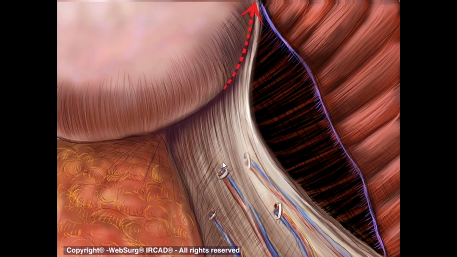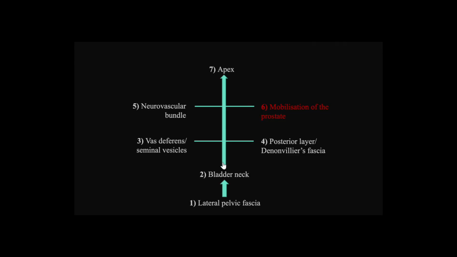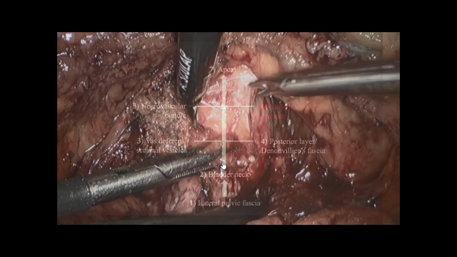So as I said, at the end, you have to stop the dissection, because if you go on with the dissection, then you will transect the bundles. You have to do the dorsal vein complex, and then to mobilize the prostate, and then you will be able to finish this third of dissection. This will be the mobilization of the prostate.